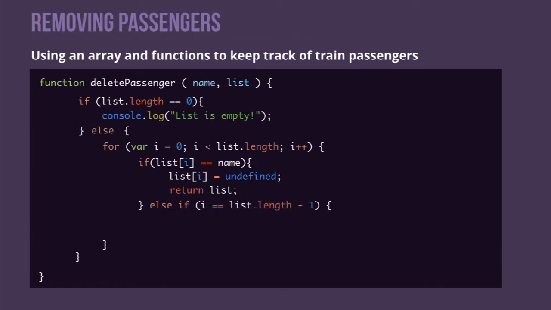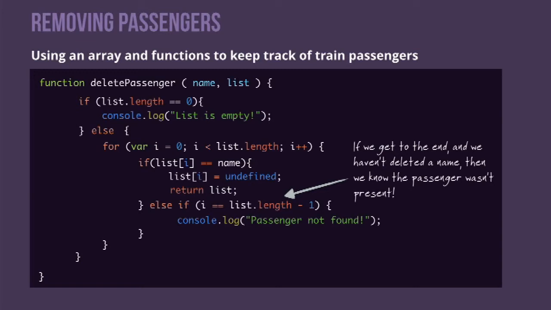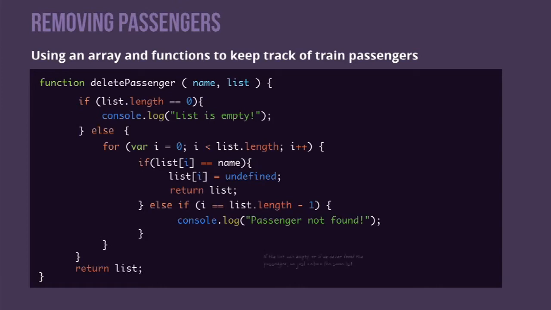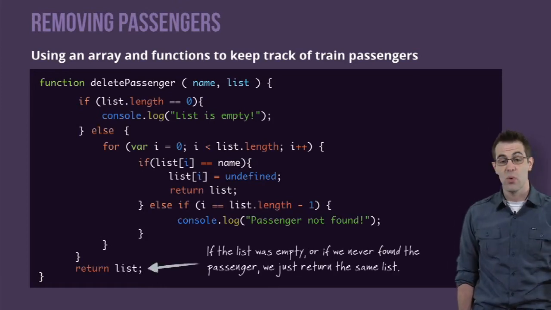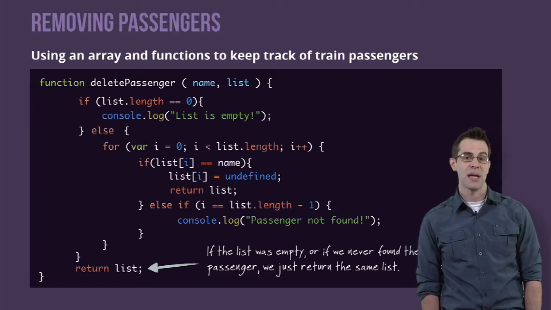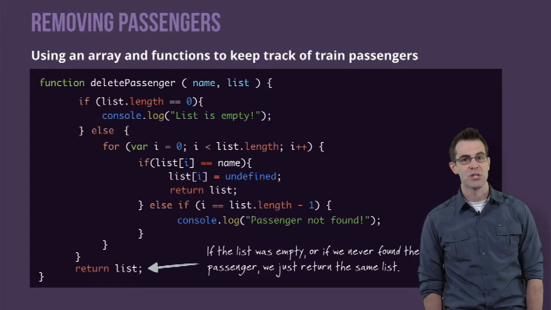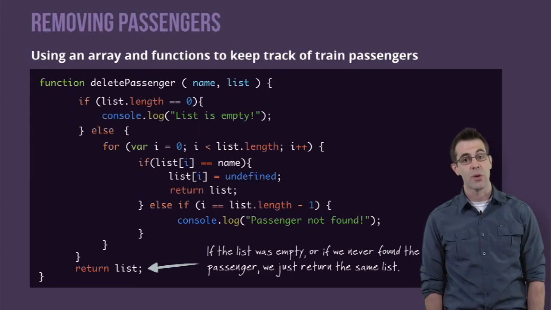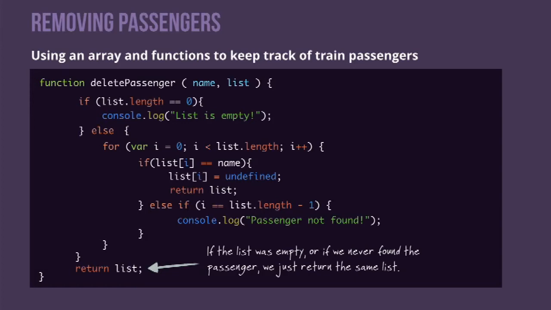Otherwise, we have an else if here that checks to see if we have arrived at the very last cell. If we have arrived at the very last cell, but we have deleted no passenger, that means that the passenger does not exist in our current list, and so we can report with a console log that the passenger was not found. At the very end, we will also return the list. Why? Because if we've returned the list somewhere else in the function, we know that our exterior program is expecting some kind of list to be returned. So it's good practice to make sure that we return the list whether it has been modified or not.